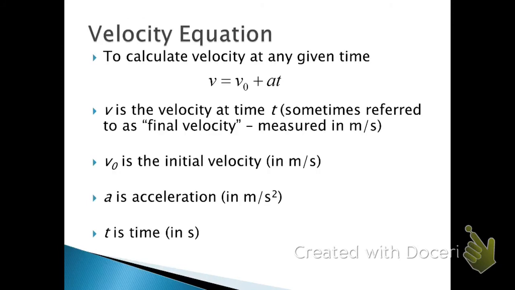We also have a velocity equation. So to calculate a velocity at any given time, I've got my final velocity, or my velocity at time t, in meters per second, will equal my initial velocity, also in meters per second, plus my acceleration in meters per second squared times time in seconds. So v equals v naught plus acceleration a times t, time.